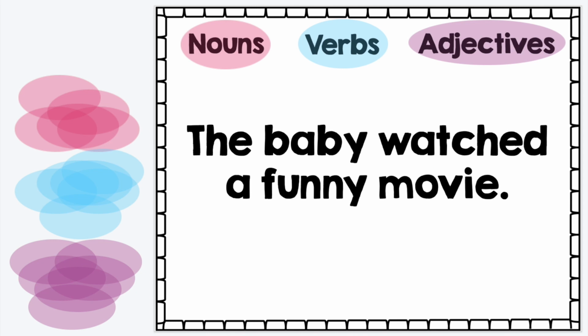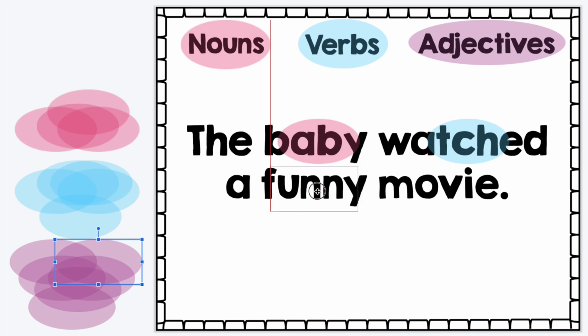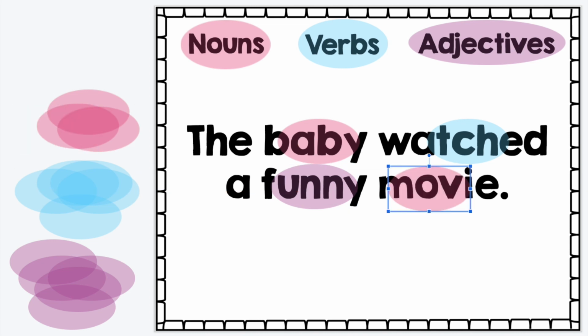Let's look at one more. The baby watched a funny movie. So baby. Baby is a person, so that must be a noun. Watched. That's something that someone is doing. The baby is watching, so watched would be a verb. Funny. The baby watched a funny movie. So funny is describing what the movie is like, so that's going to be an adjective. And then movie is a thing. That's something they're watching. So that would be a noun.